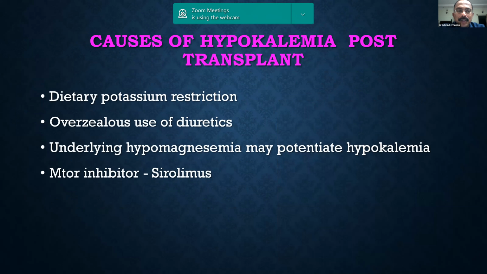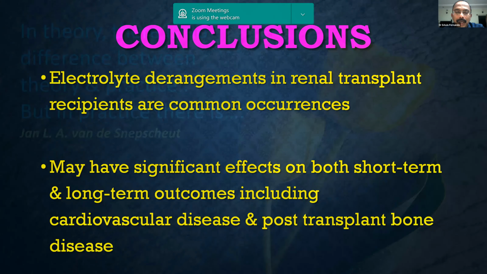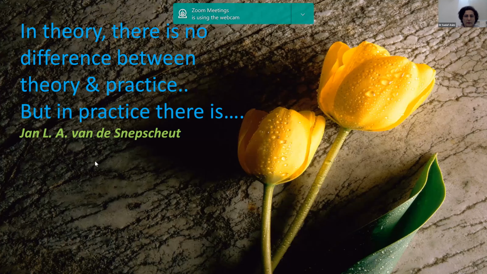Causes of hypokalemia post-transplant: dietary potassium restriction, overzealous use of diuretics, underlying hypomagnesemia may potentiate hypokalemia, and the mTOR inhibitor sirolimus is known to produce hypokalemia. But more than this, it is the intense diuresis that happens post-transplant that contributes to hypokalemia. So I would conclude here by saying electrolyte disturbances in renal transplant recipients are common and may have significant effects on both short-term and long-term outcomes, including cardiovascular disease and post-transplant bone disease. So I stop here and I'll be happy to take a few questions.